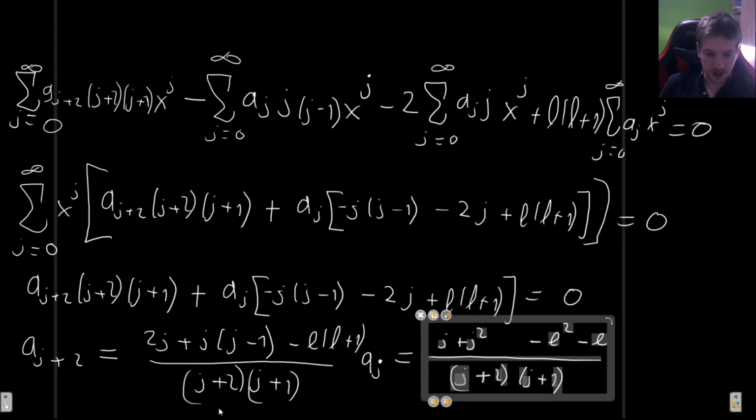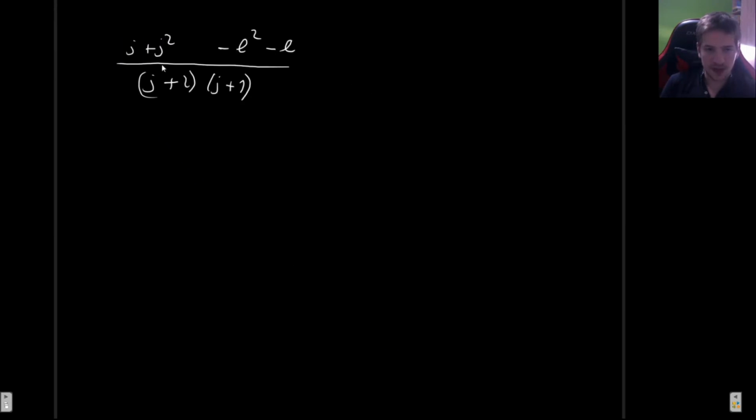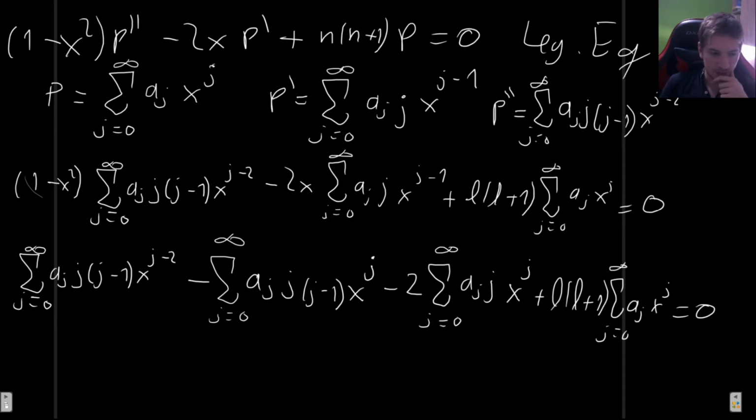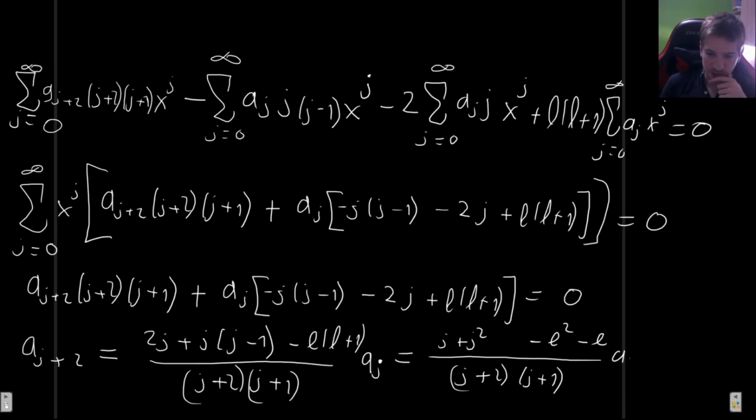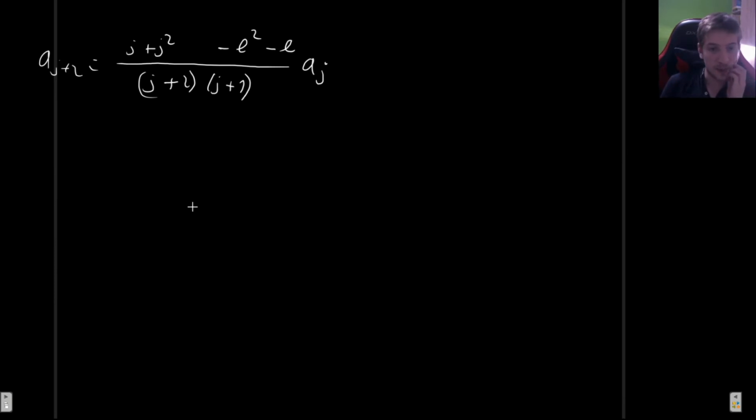Okay, so let's go to the next slide. Oh, I think I didn't write the a_j, sorry. a_(j+2) is equal to this times a_j. I just want to add this to make sure it's clear that a_j is supposed to be there.